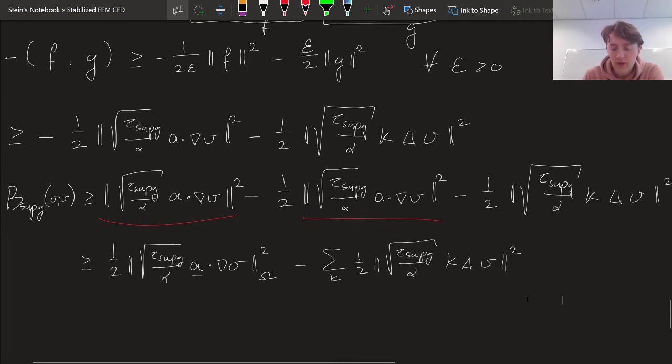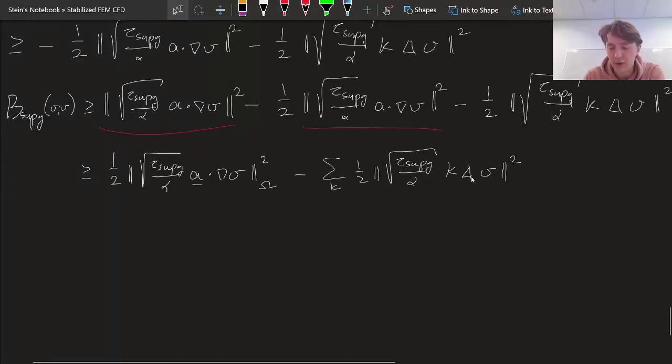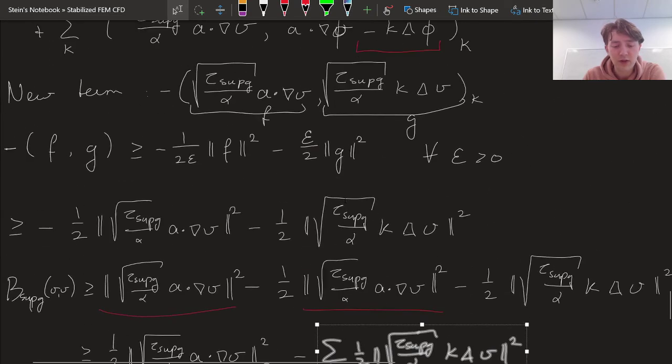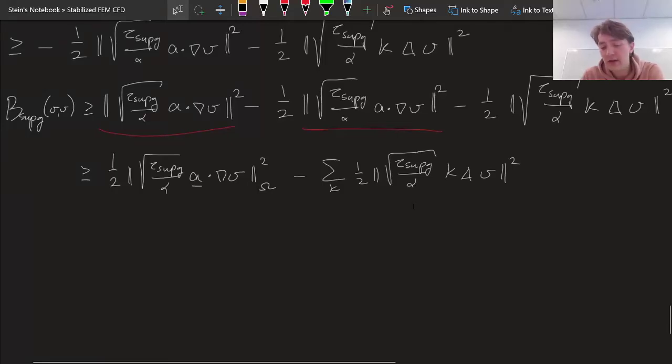Well, this term also looks quite a bit like the first term, right? We have a kappa here. This is a diffusive term, and this also involves a diffusive operator. So what we'll try to do is coalesce this term with this term, and the way that we'll do that is we'll use an inverse inequality. That's a new type of inequality that we haven't talked about yet.